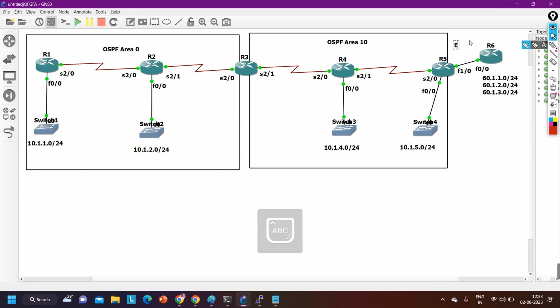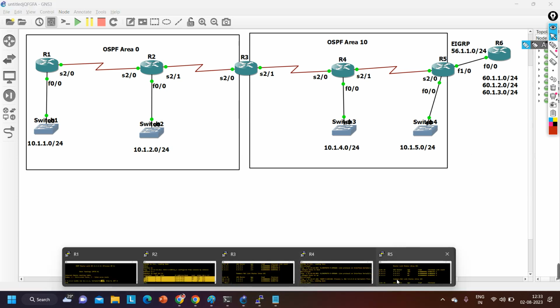Router 5 has one interface in the EIGRP domain and one interface in the OSPF domain. So router 5 will become which type of router in OSPF? ESBR, yes or no? Between router 5 and router 6, I am using the 56 network. So let me configure R5.